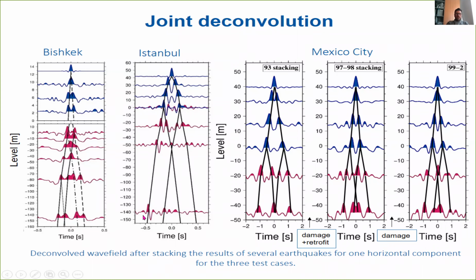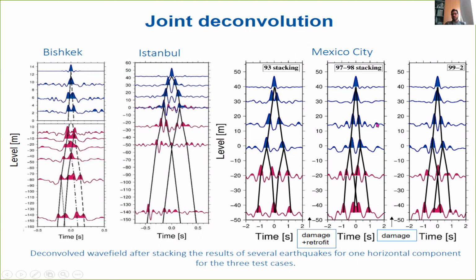In Istanbul, interestingly, you see it down to 150 meters depth. In Istanbul, again, the situation is a little bit more complicated, with some reflection at the surface and some complicated signal here. But again, we can follow quite easily the propagation in the underground due to the buildings.